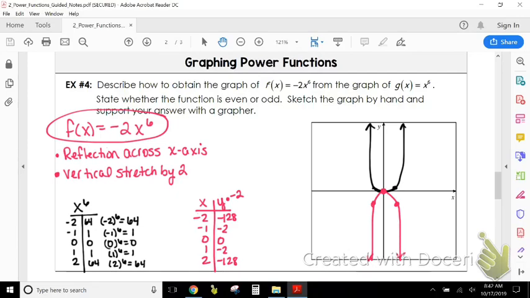And so, yes, it's a reflection. And you said it was going to vertically stretch. So if it stretches vertically, it should get more narrow, shouldn't it? Yeah. All right. And so it does appear to have gotten a little bit more narrow, and it did reflect across the x-axis.